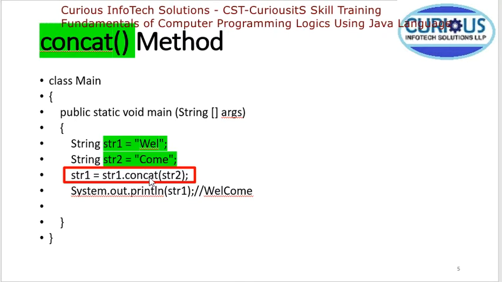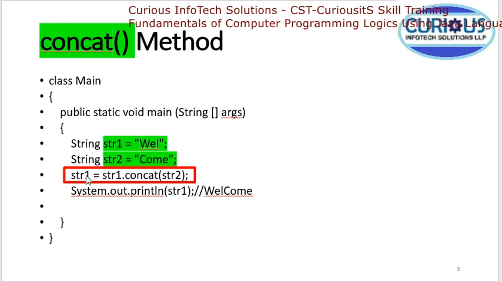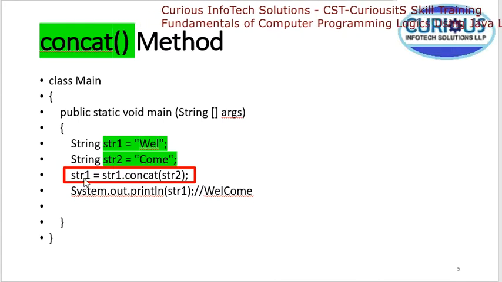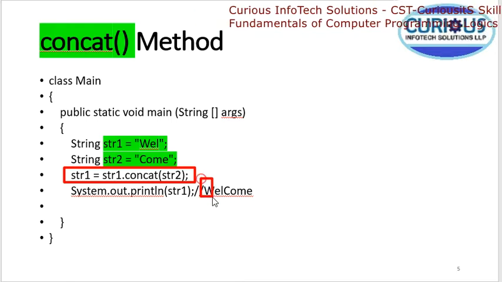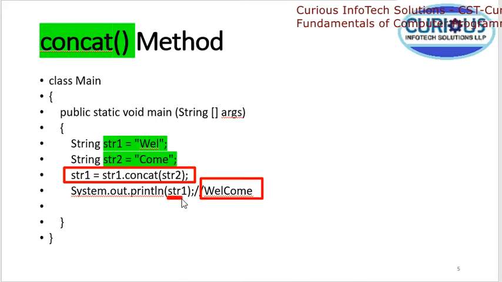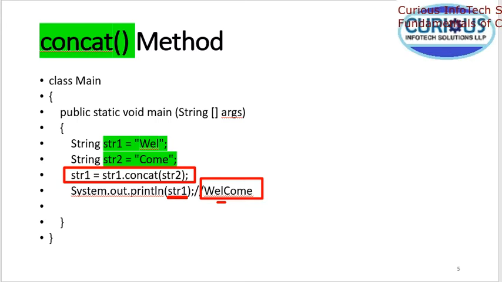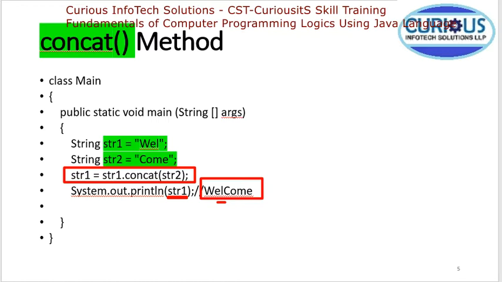Whenever this function executes, what should we get in string1? What was earlier "val" will now become "welcome". Likewise, whenever we get the output of string1, we should get "welcome". Now we will run this program and check whether we get it or not.